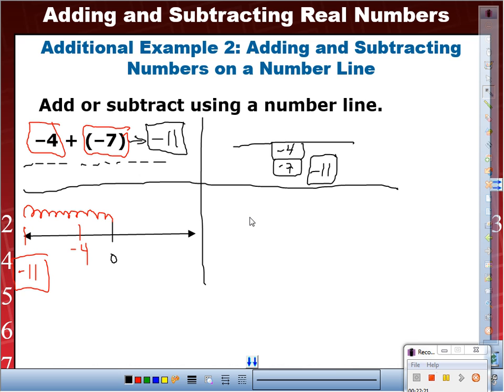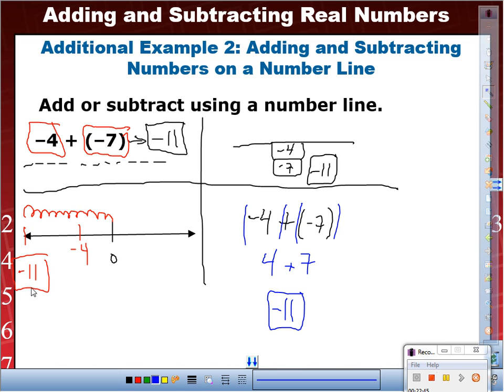Okay, and then the last one using absolute values, negative 4 plus negative 7. So, let's see. Absolute value of negative 4 is 4. Absolute value of negative 7 is 7. Therefore, if they're the same sign, we add. This becomes 11. But what is the sign for both of these numbers? Negative, and that's how we get negative 11 for all 4 methods.